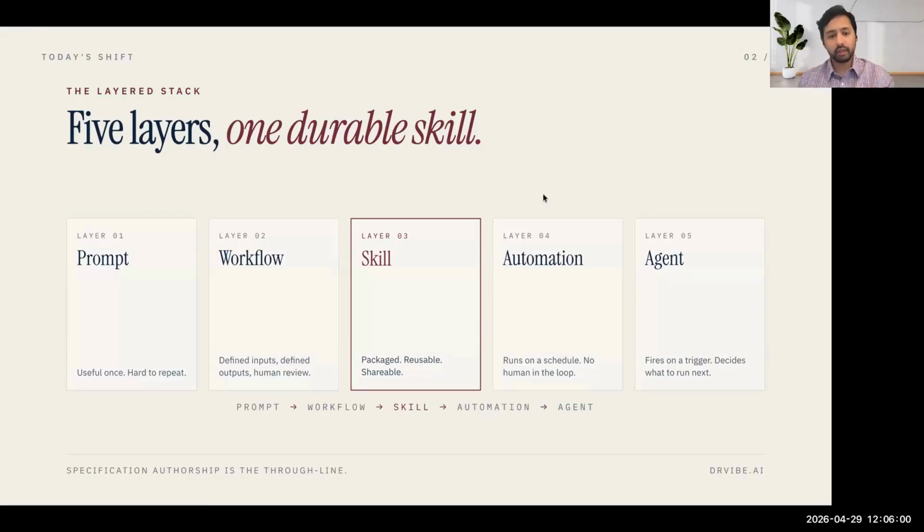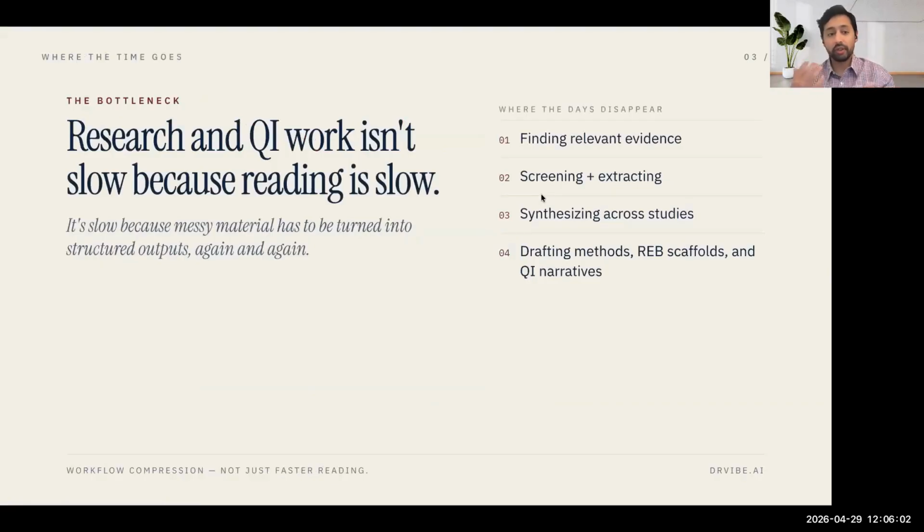So what are skills, and what is automation? Those two things kind of go together. One thing that we know is about research. Why is research, and why is QI, so time-consuming? Why does it take so much effort from different people and different entities, getting data together? It's a very messy process, and there's a lot of data that maybe doesn't need to be there.